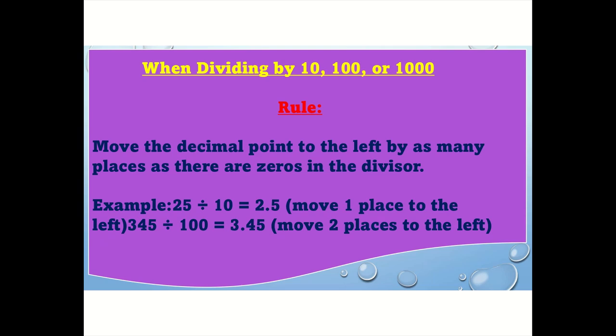When dividing by 10, 100, or 1000. Rule: move the decimal point to the left by as many places as there are zeros in the divisor. Example, 25 divided by 10 equals 2.5. Move one place to the left. 345 divided by 100 equals 3.45. Move two places to the left.